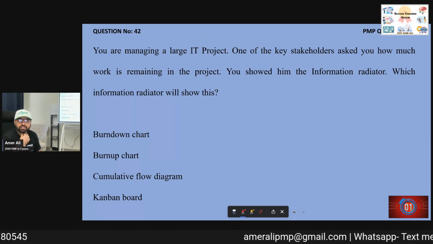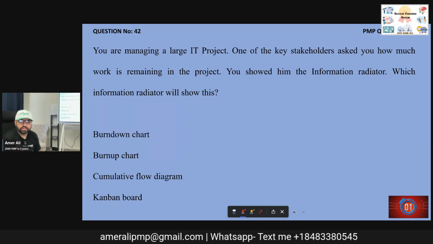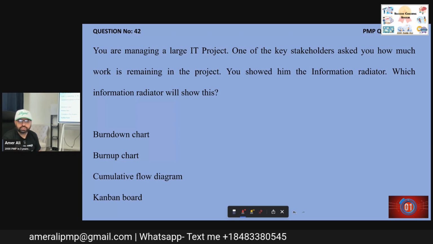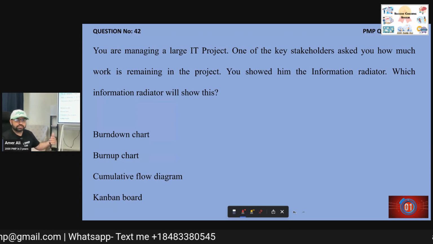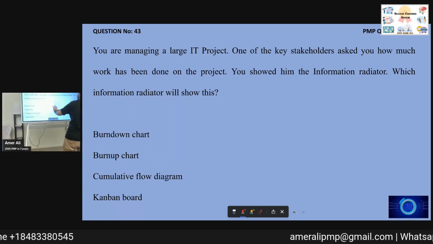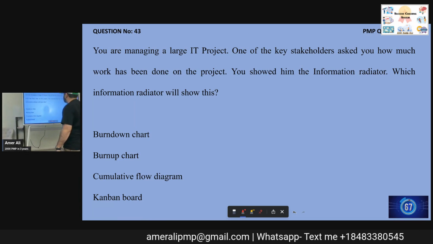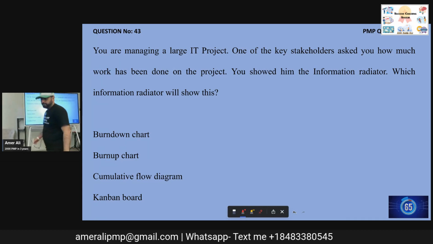Guys, give the justification why. You are managing an IT project, and one of the stakeholders asks you how much work is remaining. We already discussed that when the work is remaining, it is a burn down chart. Okay. Which information radiator is it now?